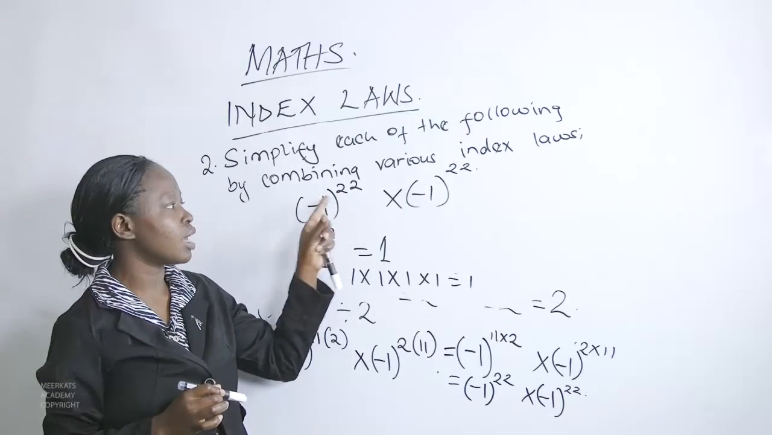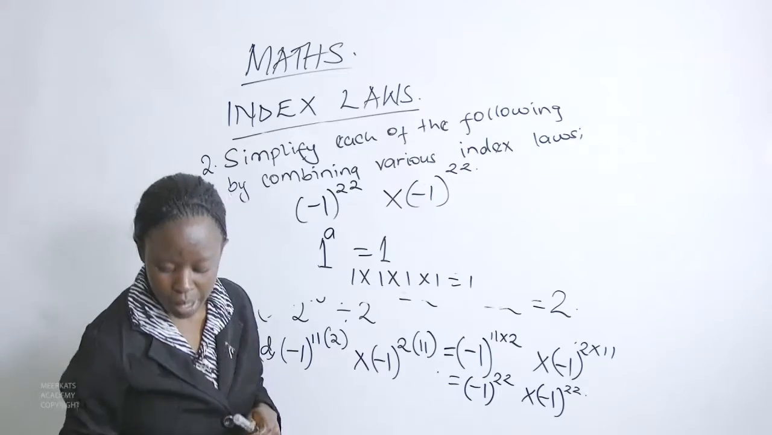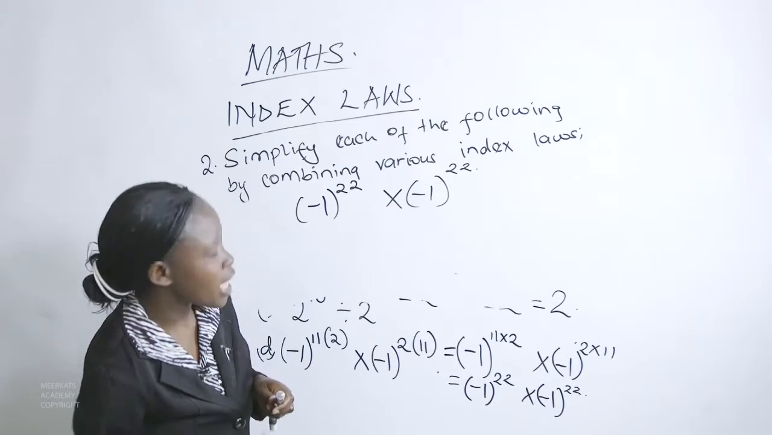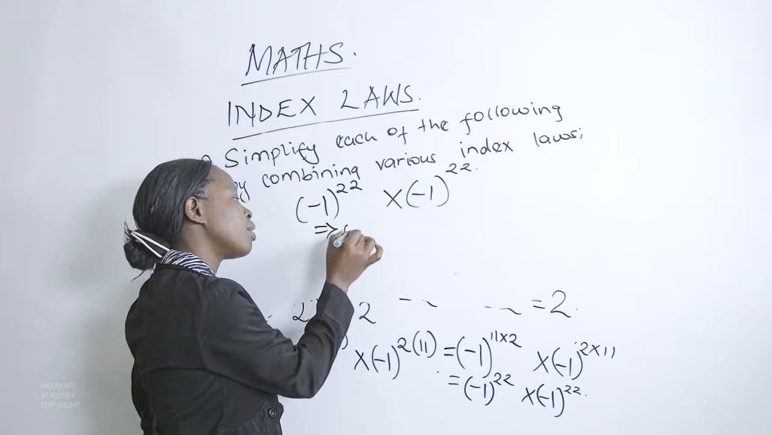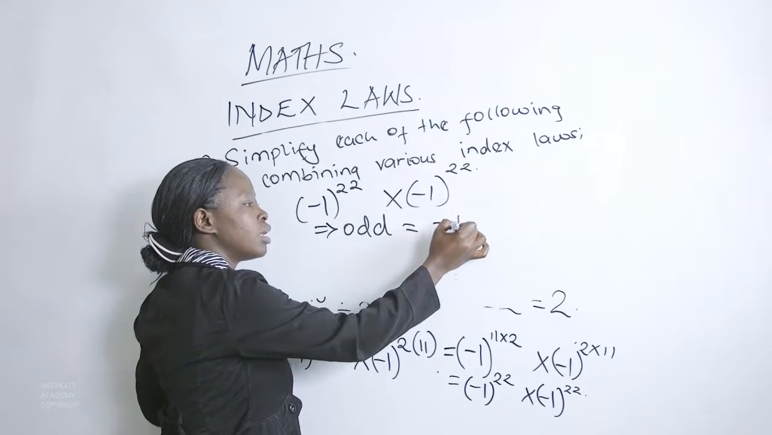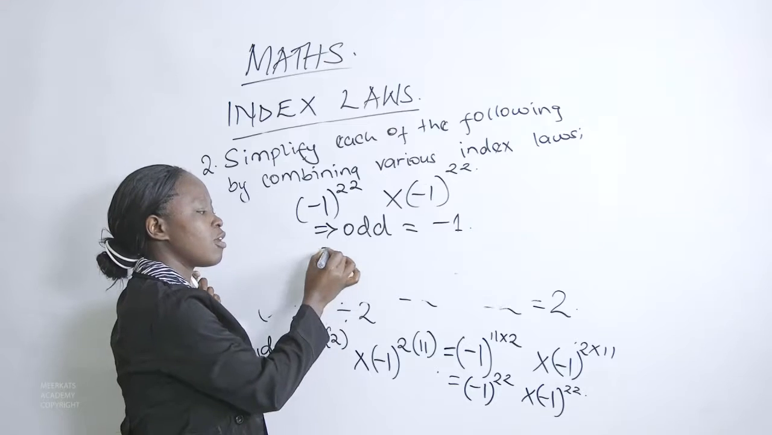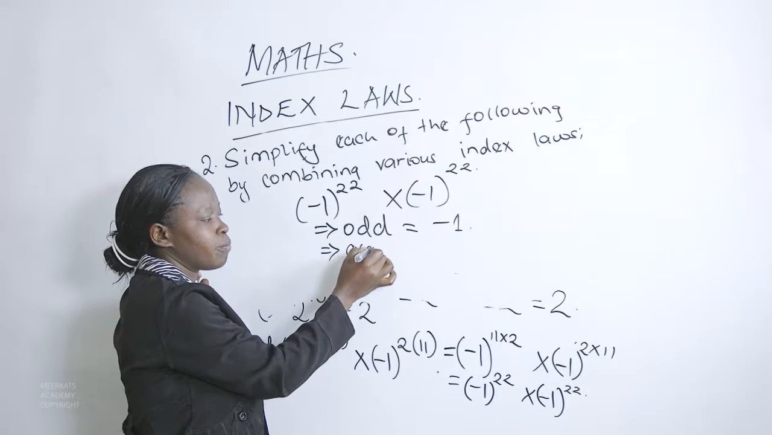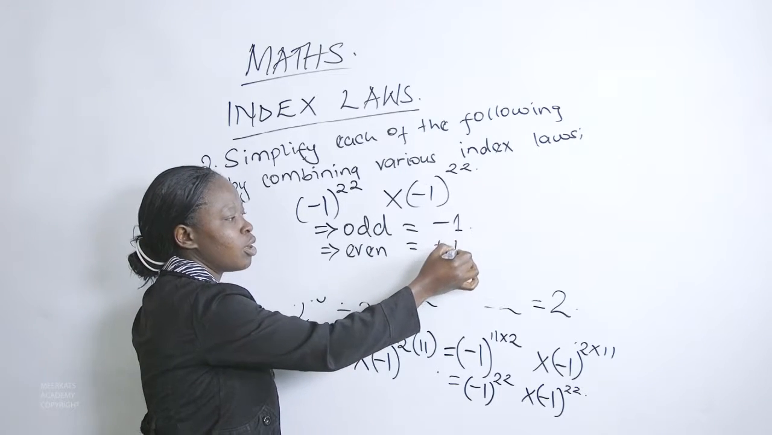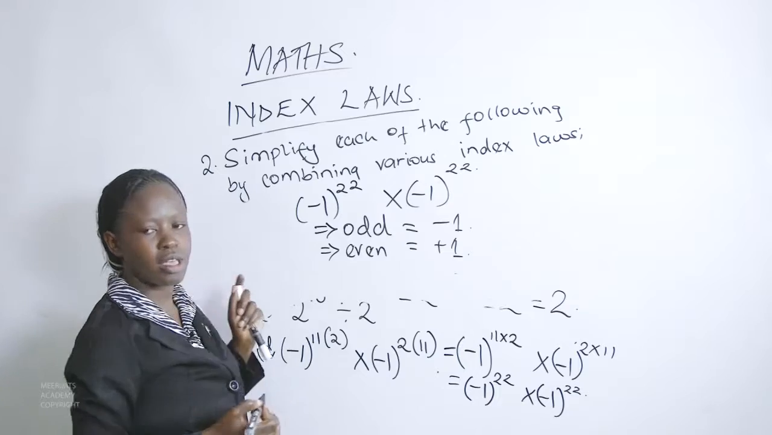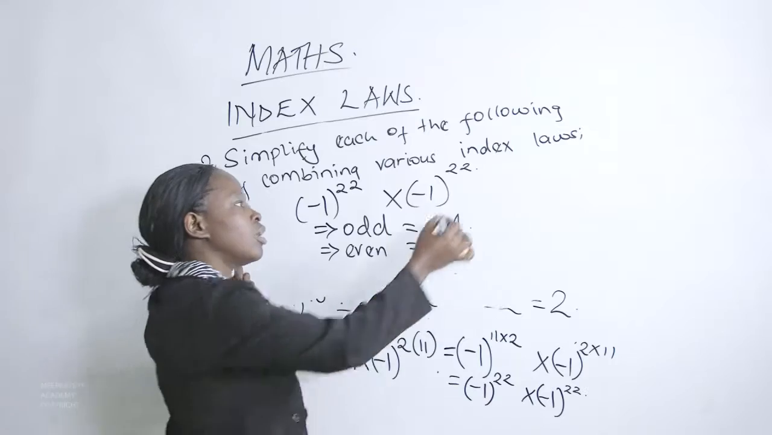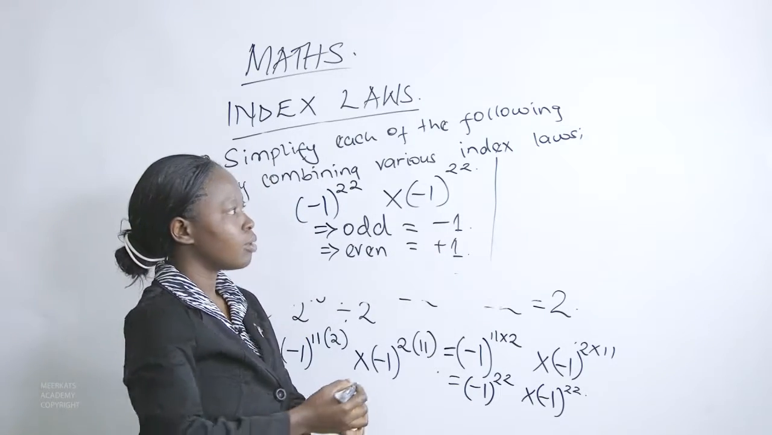So we need to find out our power. If the power is an odd number, then our final result will be negative 1. But if our power is an even number, then our final result will be a positive 1. We can investigate using some lower power that is not 22, so I can use a power like 3.